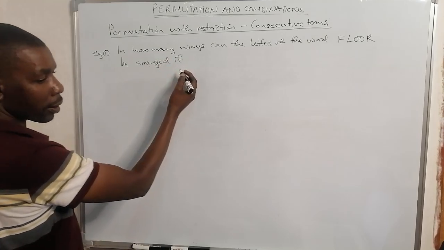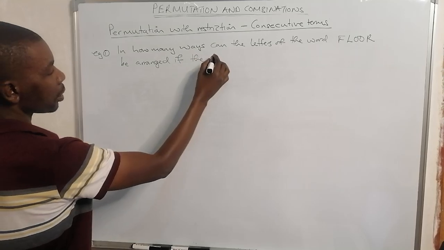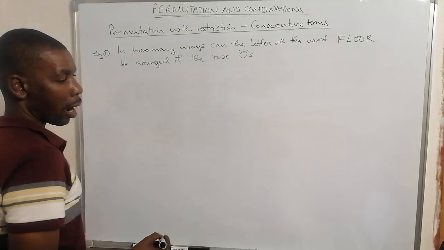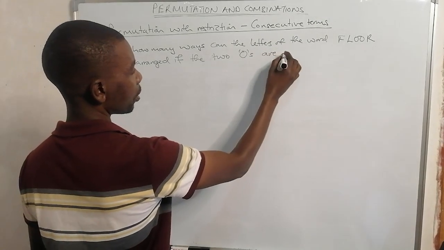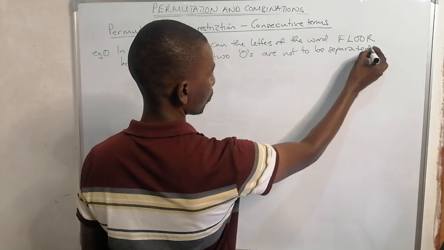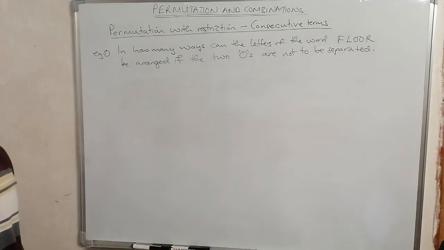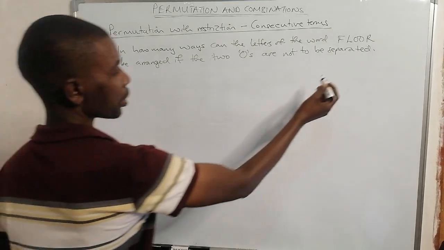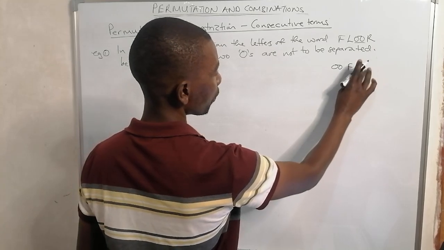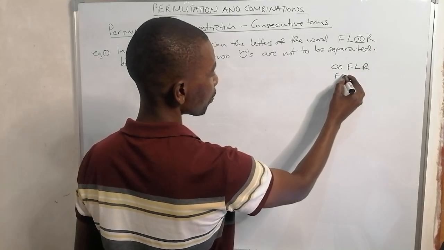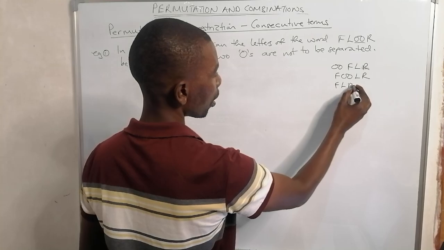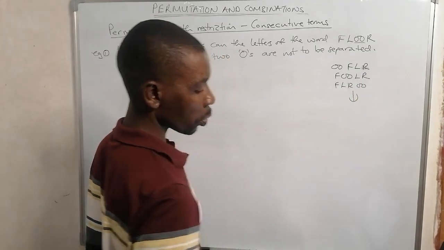if the two O's are not to be separated? So there is a condition. These two O's are not to be separated, so they can be written as OOFLR, or FOOLR, or in the form FLROO and so on, right?